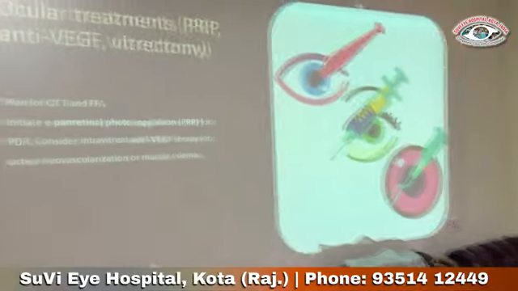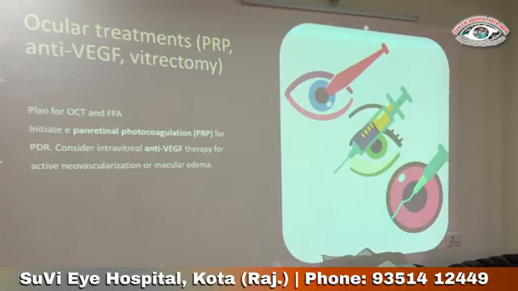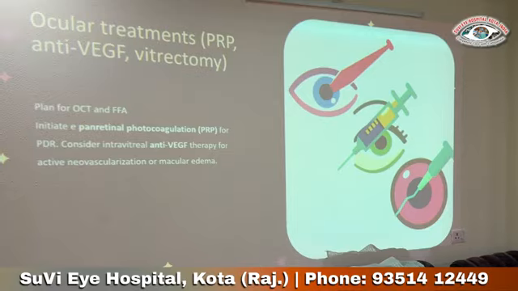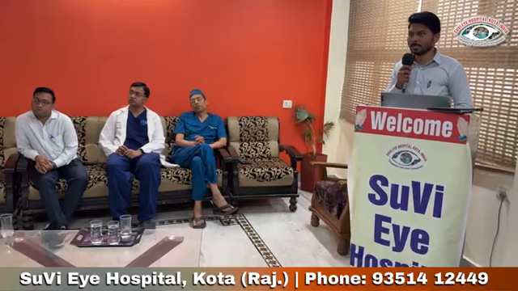Ocular treatment: we have anti-VEGF and vitrectomy. It is in severe cases. In this case, we will plan for OCT and FFA, initiate with pan-retinal photocoagulation, PRP for PDR, consider intravitreal anti-VEGF therapy for the neovascularization or macular edema, and go for the anti-VEGF and after that PRP.